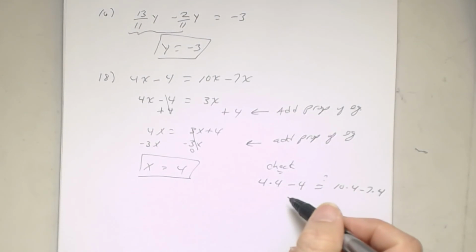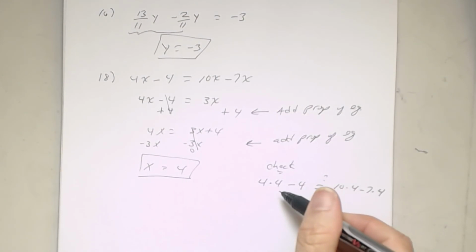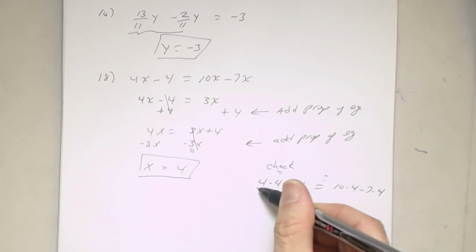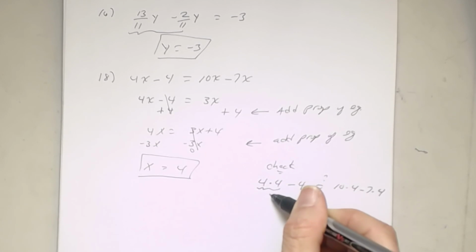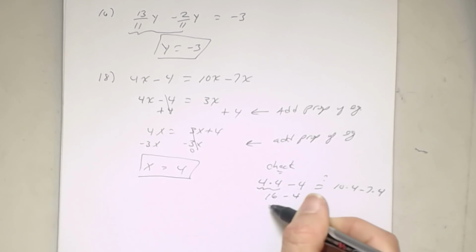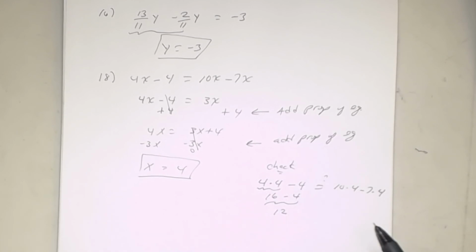On the left side, let's use the order of operations. What do you do first? 4 times 4? What's 16 minus 4? 12? Okay. So the left side's 12. On this side, we have two multiplications. What's 10 times 4? What's 7 times 4? And what's 40 minus 28? 12. Okay? So 4 is the solution.